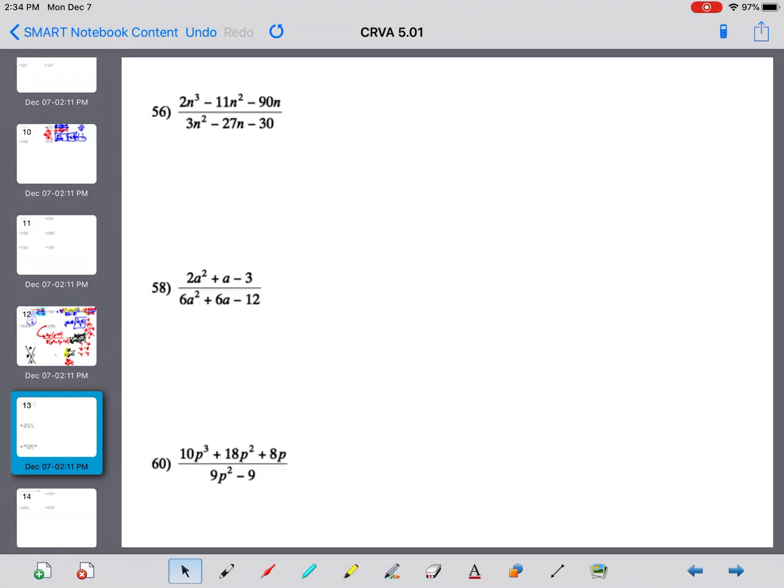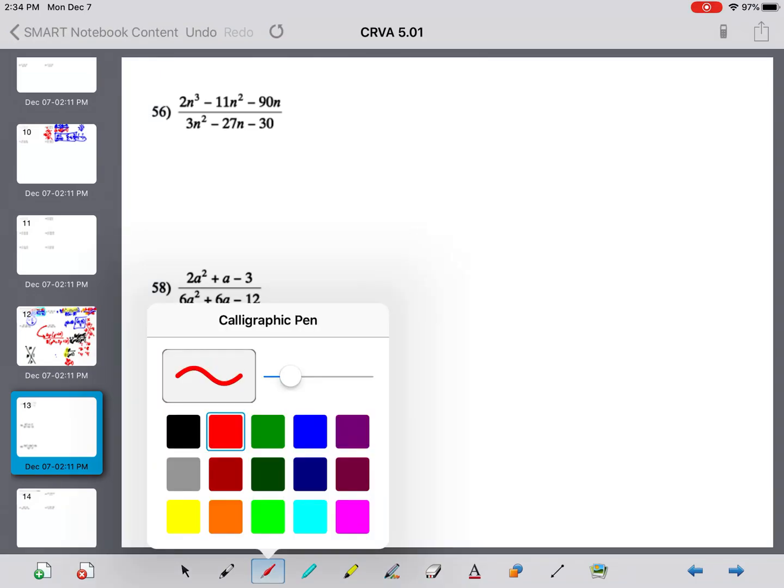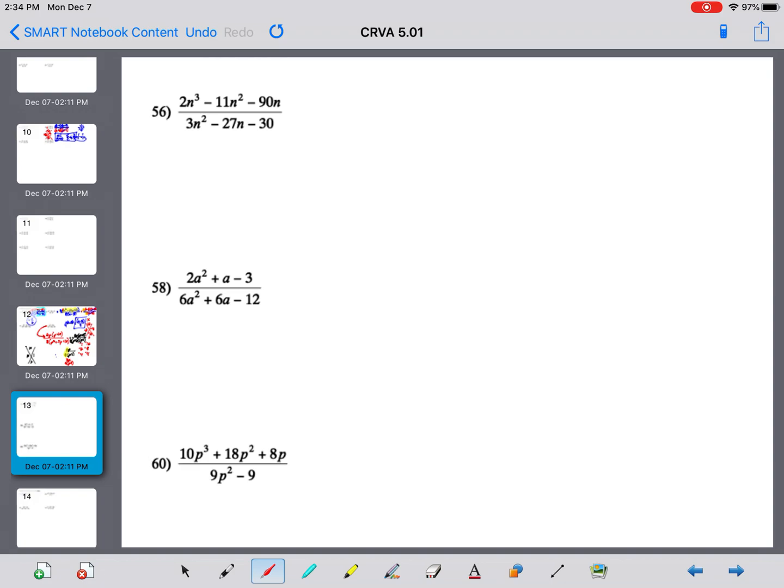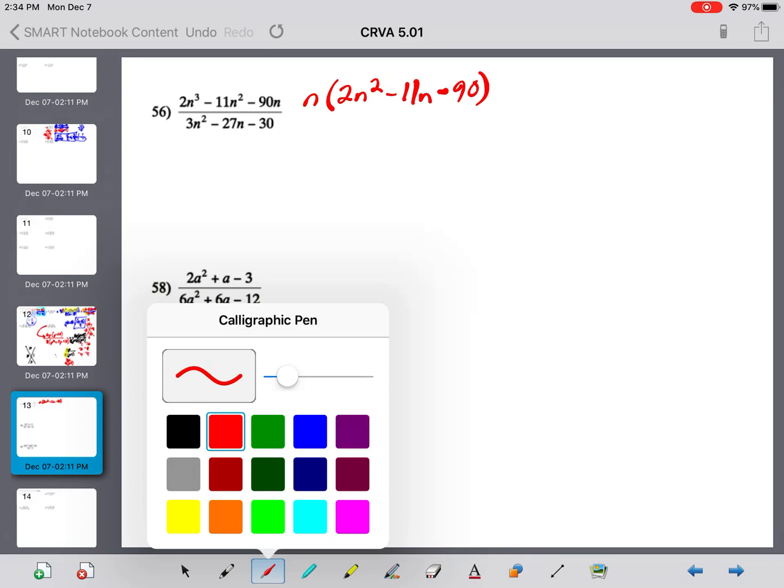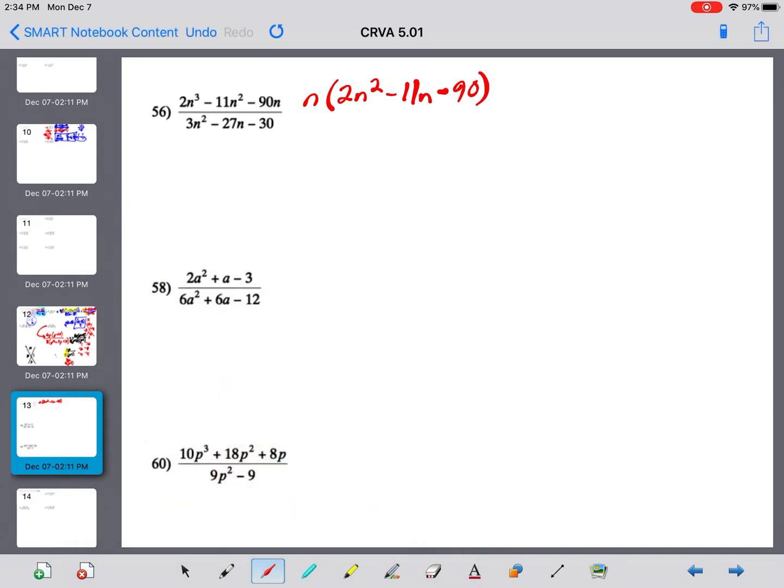Well, sometimes, even if there is a GCF, you still have an A value, a leading coefficient that's greater than 1. So we better review that. So always look for a GCF, though. That's your first step. So like in 56, the numerator, we can factor an n out. So we're left with 2n squared minus 11n minus 90. And on the bottom, we can factor out a 3.